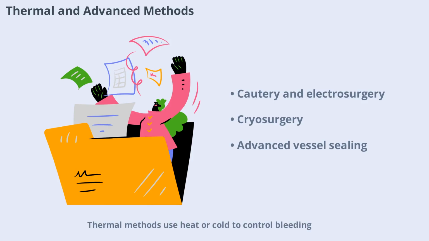Thermal methods use heat or cold to control bleeding. Cautery and electrosurgery coagulate tissue and seal vessels, while cryosurgery uses extreme cold to cause necrosis of small vessels. Advanced devices like argon beam coagulators, vessel ligating clips, and vessel sealing systems provide efficient and precise control, especially for vessels up to 7 mm in diameter. These methods are especially useful when mechanical techniques are insufficient.